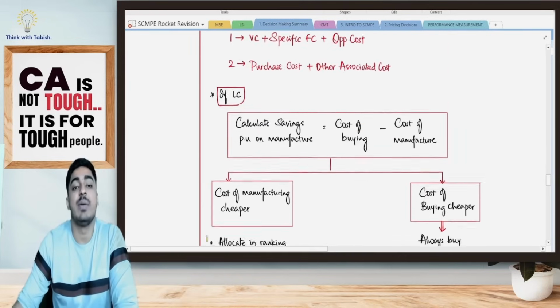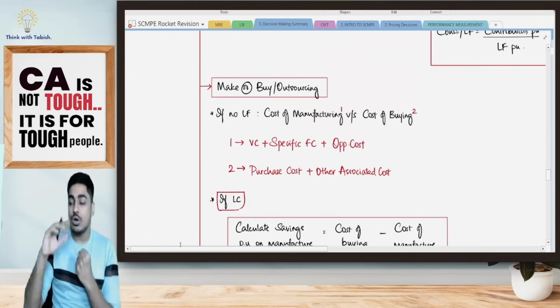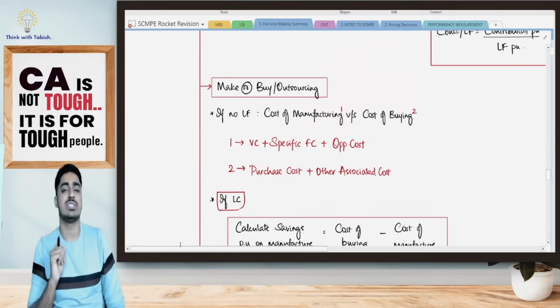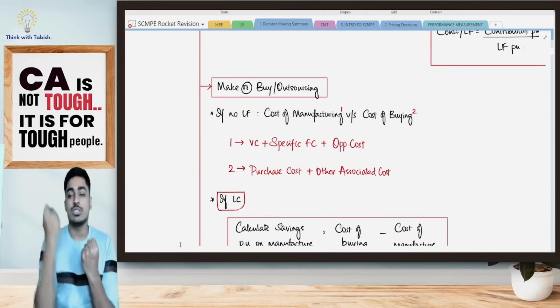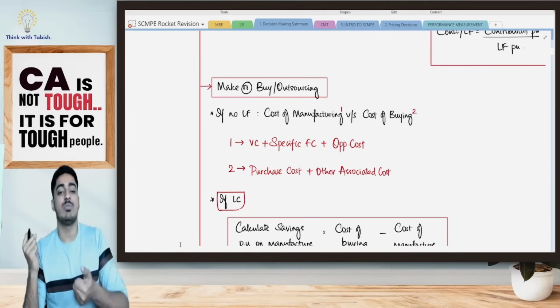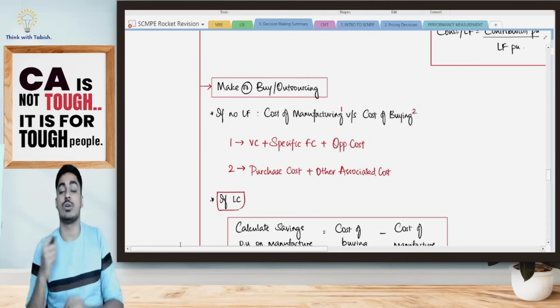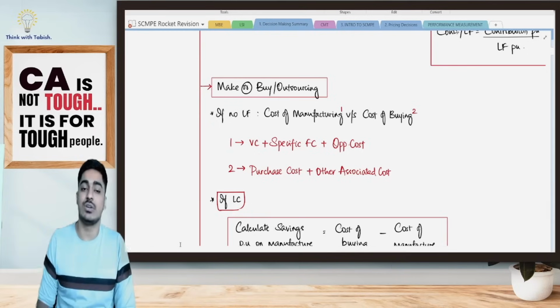Next, we are having make or buy or outsourcing decision. Should I manufacture on my own or should I outsource and get it done? How do I take a decision? Whichever is cheaper, I'll go for that. So I'll see my cost of manufacturing and cost of buying. Cost of manufacturing is my variable cost, specific fixed cost, opportunity cost. Cost of buying is your purchase cost plus any other associated cost.